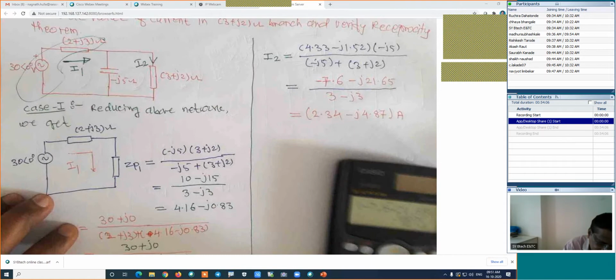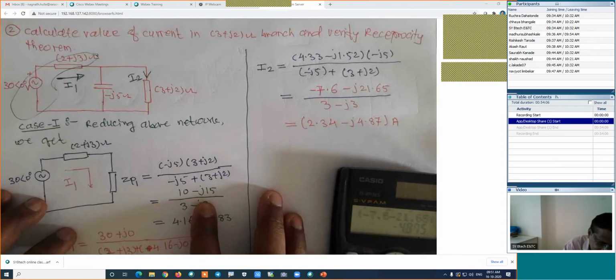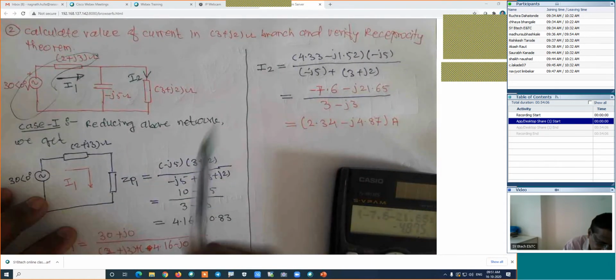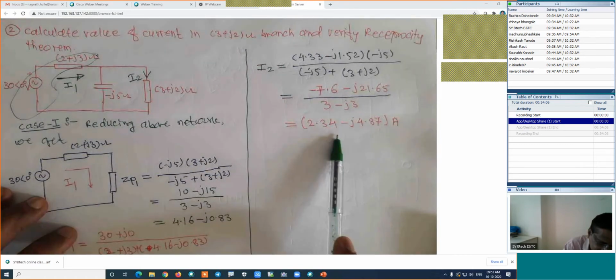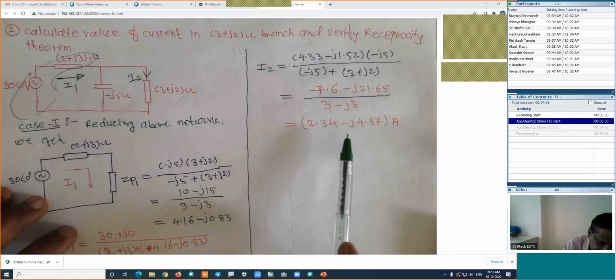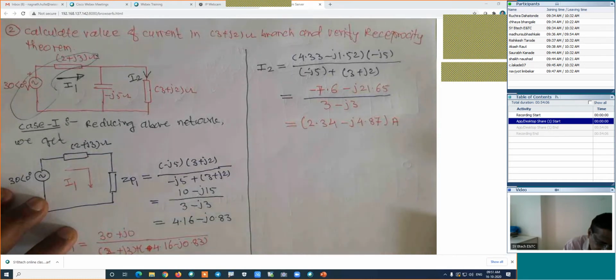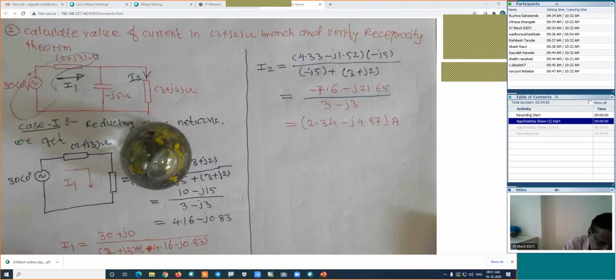Read out the statement. What is the statement here? Calculate the current in the 3 plus J2 ohm branch and verify the reciprocity theorem. Now we have calculated the current by using the reduction technique, and now I will consider case 2. But before that, I will verify the answers from your side and then I will proceed further.